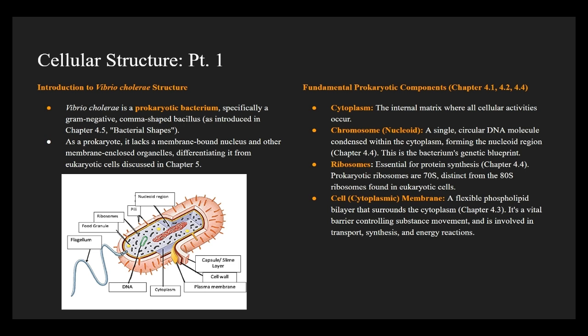Vibrio cholerae is a prokaryotic, gram-negative, comma-shaped bacillus lacking a nucleus and organelles. The key components include the cytoplasm, a single circular chromosome, ribosomes for protein synthesis, and the cell membrane, which controls substance movement. Other features, like the flagellum, pili, and capsule, are also present.